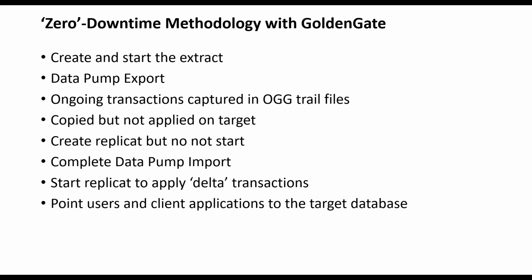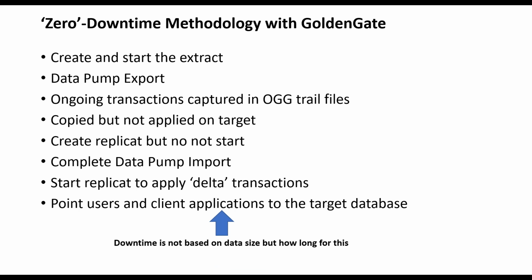Then we complete the import using data pump. So at this point in time, we have our database on the source and target consistent to the point in time when the export was kicked off. But obviously some transactions have taken place on the source after the export. We then start the Replicat process on the target, which will go and apply all the delta transactions. And once that is done, we have a source and target that is synchronized, and it's up to us then when we actually will point our users or our client applications to the new target database.